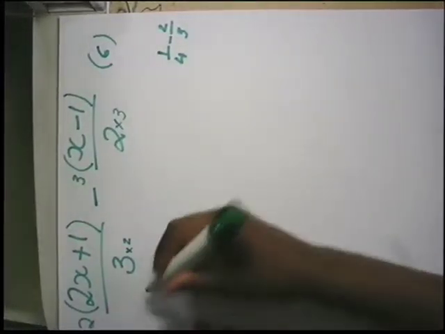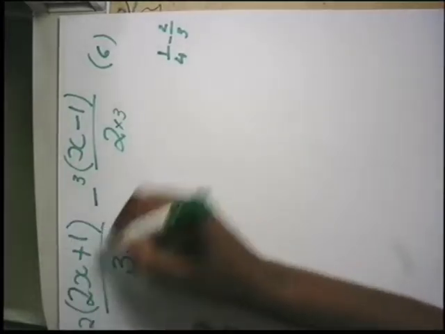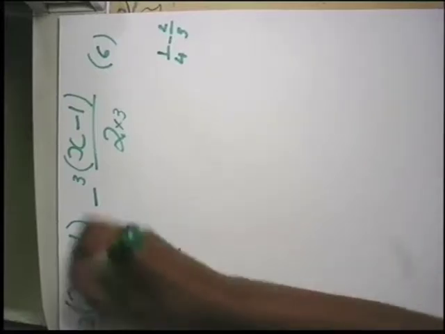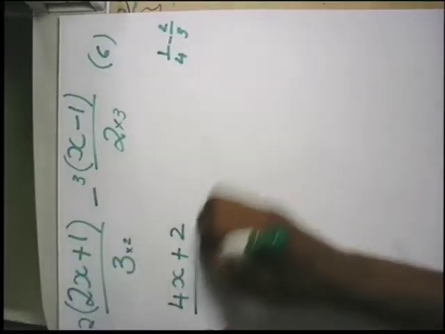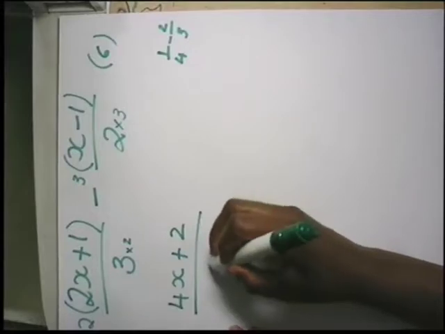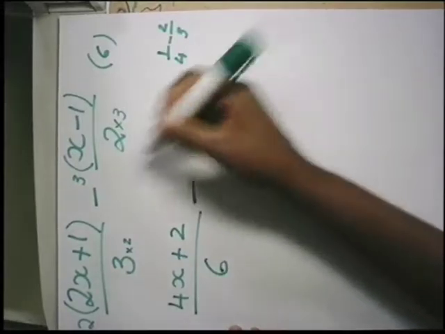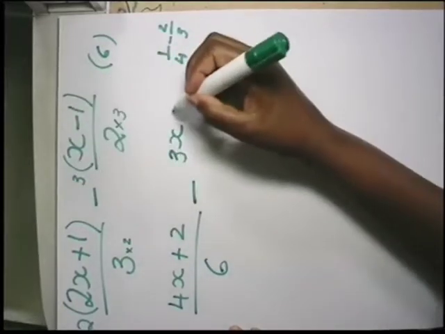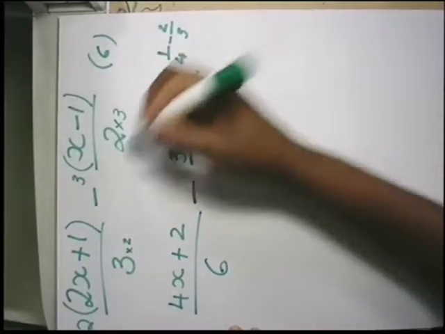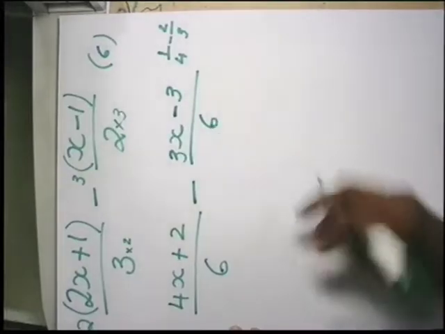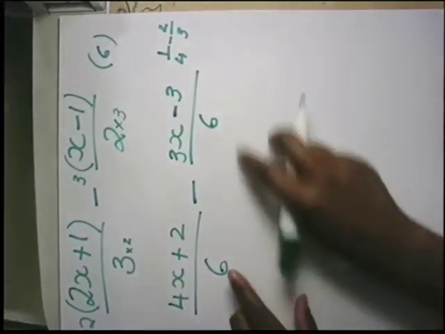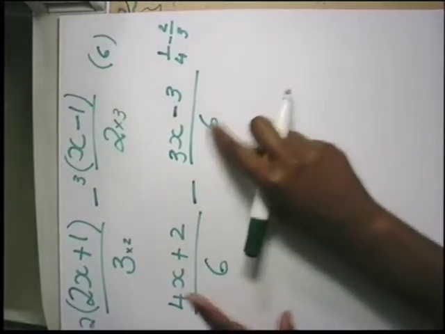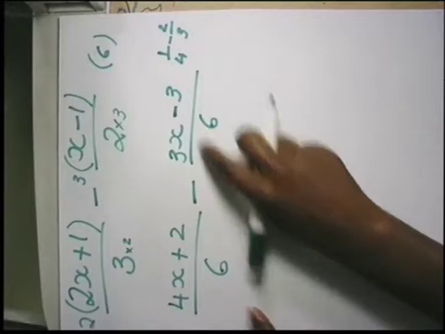Okay, let's move further. Let's remove these brackets. 2 times 2x will give us 4x, plus 2 times 1 will give us 2, over 3 times 2 is 6, minus 3 times x will give us 3x, and then 3 times 1 is 3, and then 2 times 3 is 6. Now our denominators are the same. If our denominators are the same, what do we do? To the numerators, we should just subtract them and keep the denominator.